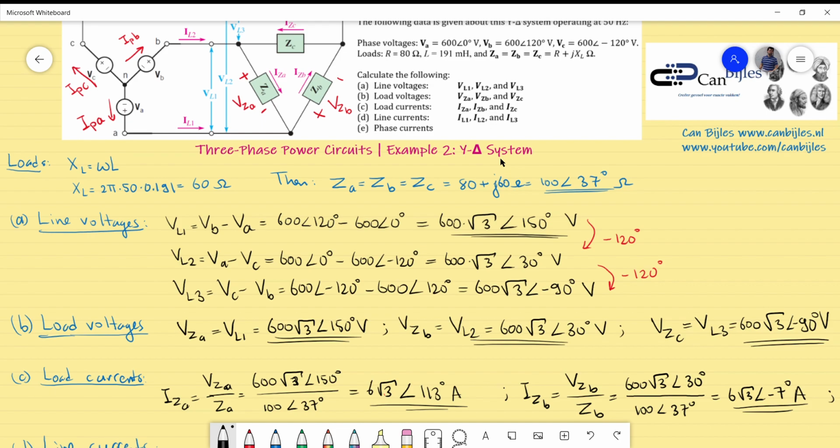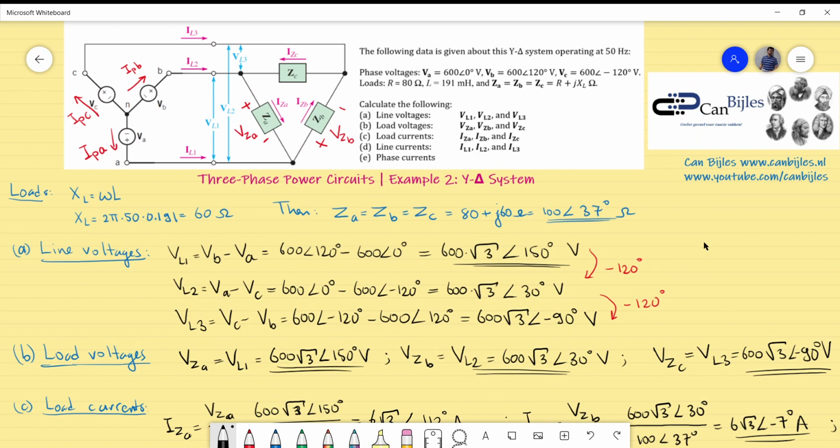In example number 3 and also the other examples, we will consider different configurations of three-phase power circuits.